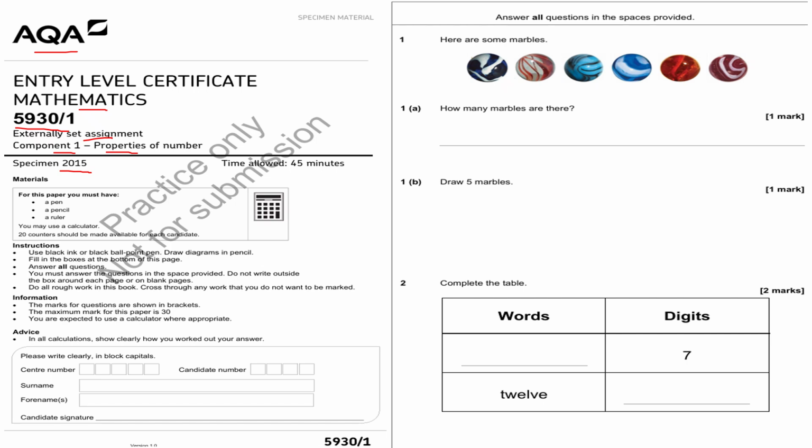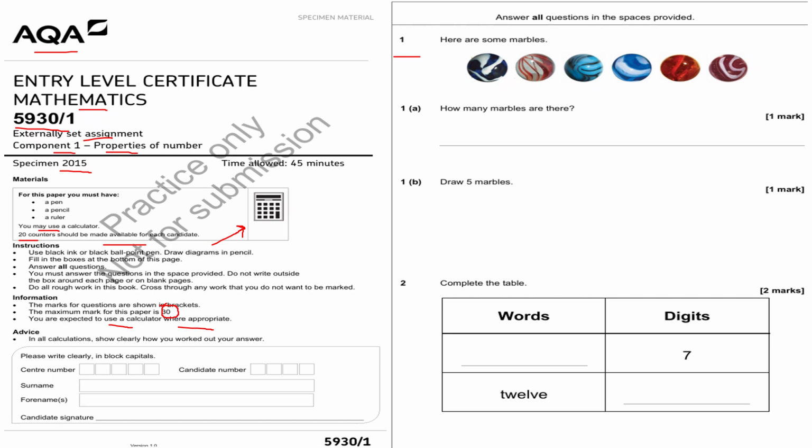We can use a calculator for this paper. That is allowed because it says here you may use one, and 20 counters should be made available for each candidate. So make sure you request your counters in the exam. The maximum number of marks for this paper is 30. You are expected to use a calculator where appropriate, and obviously show your workings. Without further ado, let's dive into it. Answer all questions in the spaces provided.